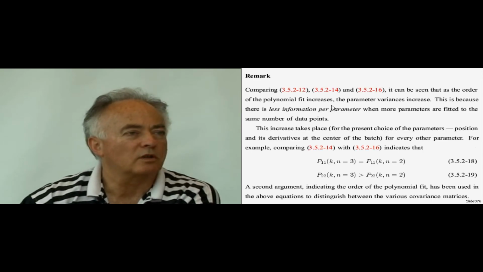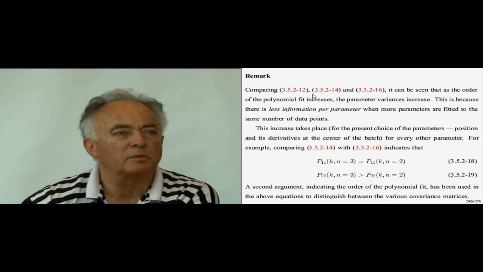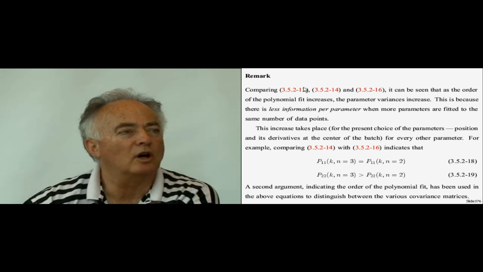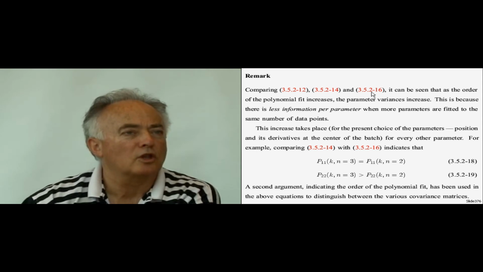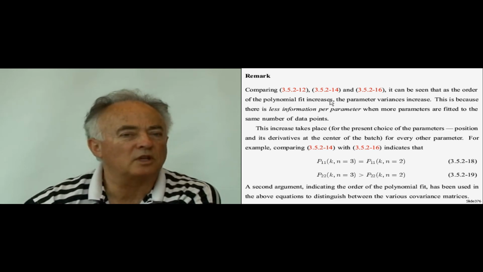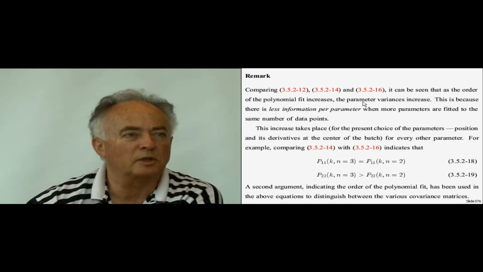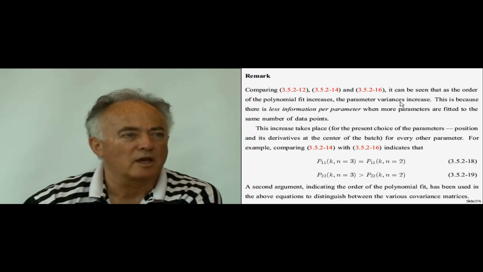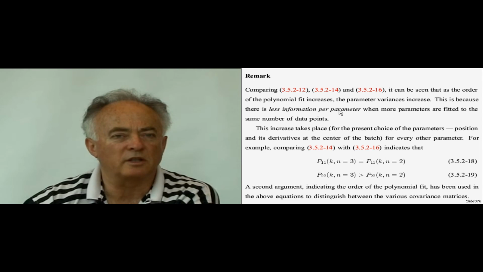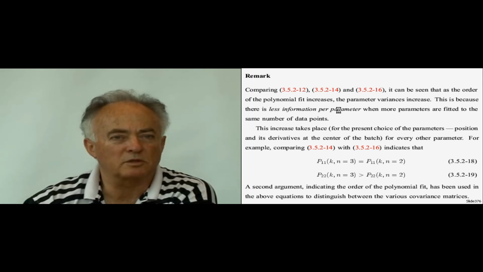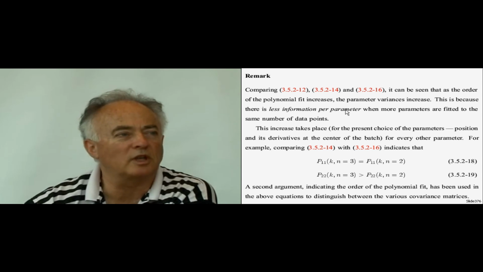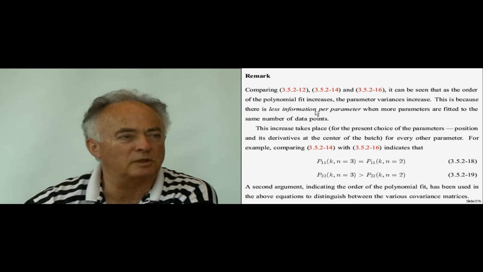Okay, one interesting thing, if we look at the expressions of the covariance matrices, when we increase the order of the polynomial fit, namely we are fitting a higher order polynomial which has more coefficients, the variances of the parameters will increase. Obviously, you fit a straight line, that's 2 parameters, you fit a parabola, that's 3 parameters. Remember, you have the same amount of information in the data, something has to give. You have less information per parameter when you fit a higher order polynomial.